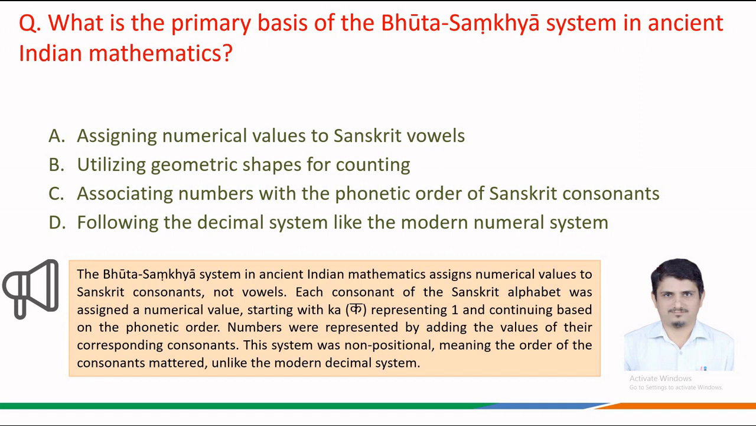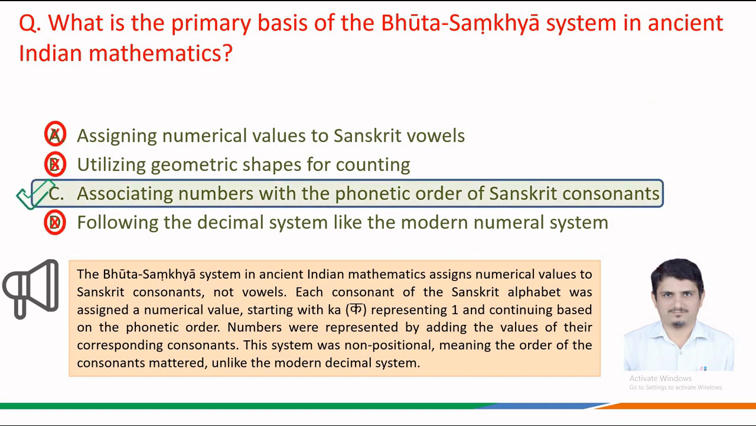Numbers were represented by adding the values of their corresponding consonants. This system was non-positional, meaning the order of the consonants mattered, unlike the modern decimal system. With this information, can you guess the correct answer? So, the correct answer is associating numbers with the phonetic order of Sanskrit consonants.